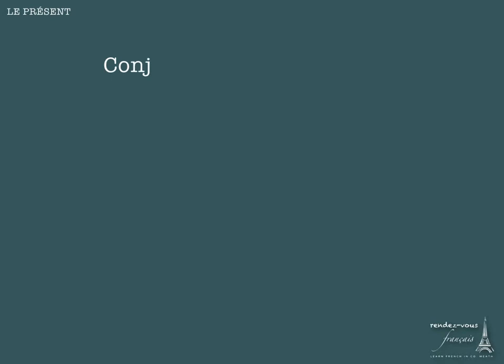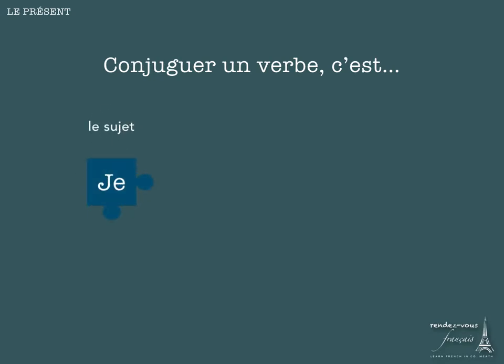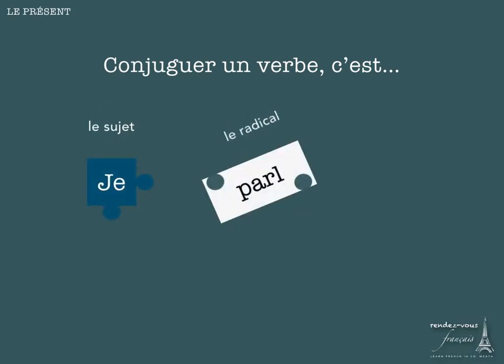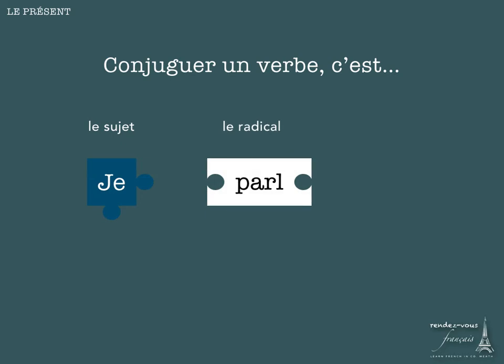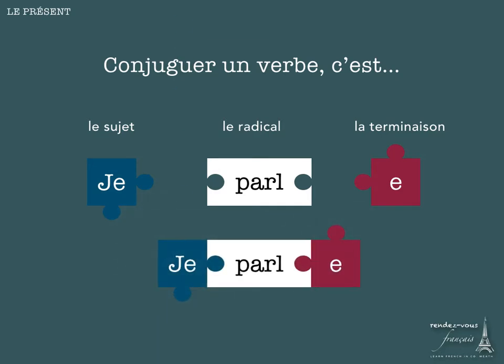So basically, conjuguer un verbe, to conjugate a verb, it's to put le sujet, for example, je, le radical, so that's the infinitive without the er, and la terminaison, which is e for je. And that makes the verb je parle, I talk or I'm talking. So you need those three pieces of the puzzle to have a conjugated verb in French.